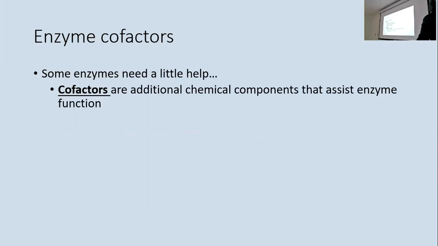Now, most enzymes function on their own and do their own thing, but there are some enzymes that need assistance to work. These other molecules that help enzymes along, that help make them work, are called cofactors. They're additional chemical components that attach to the enzyme so that it is functional.